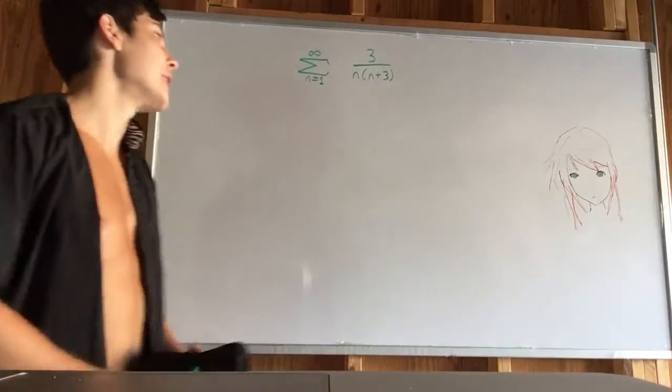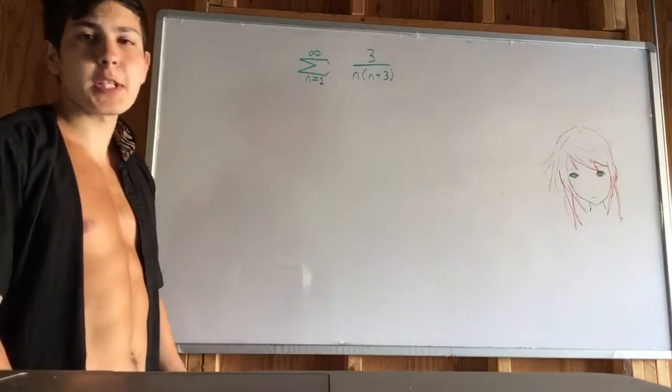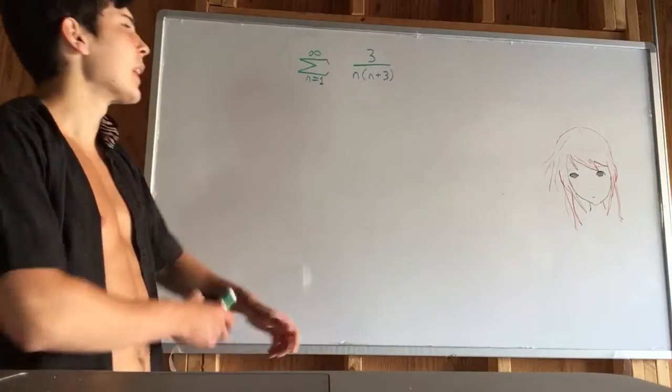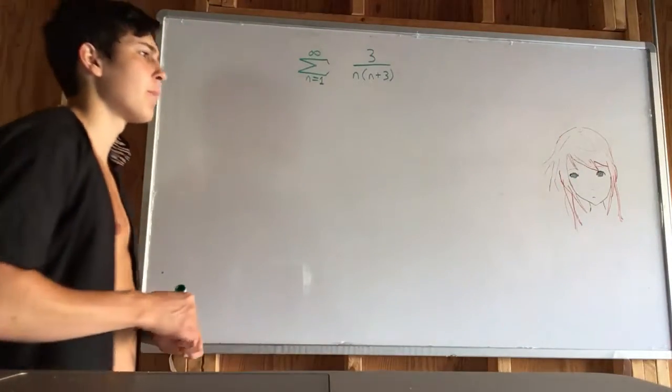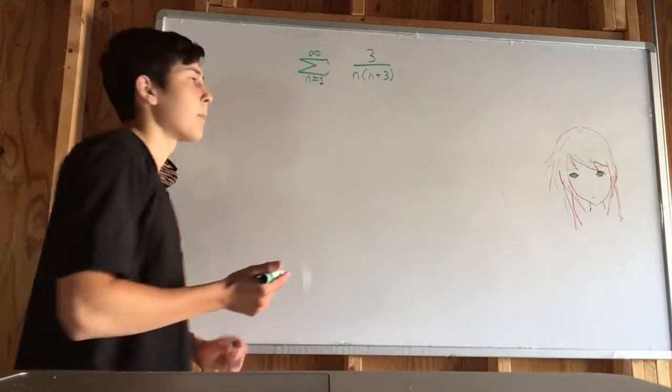Okay, we have a series, and this one has two factors here. We've got n and n+3 in the denominator. That's telling us we've got to split it. So the way we split that is with partial fraction decomposition.